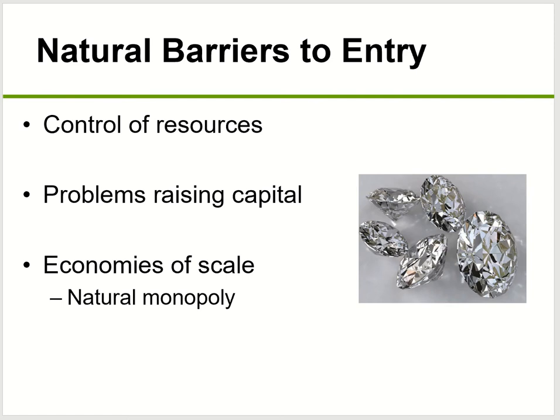Second, you might have a problem raising capital. Suppose that you want to start a company, but a new company requires $100 million to start. Well, there's a problem, right? We cannot get that money easily. So that's another barrier to entry. And the last one might be economies of scale, where sometimes it's more efficient for one company to service the entire market, and that's called natural monopoly.